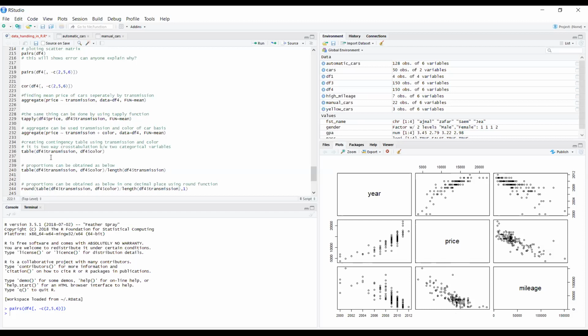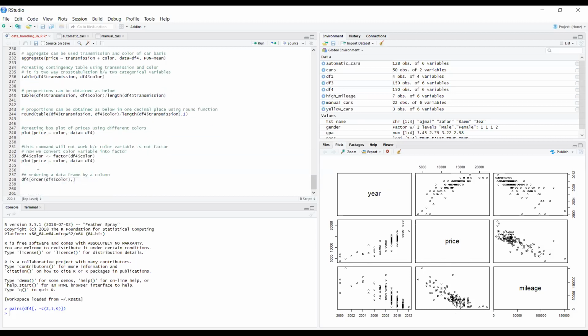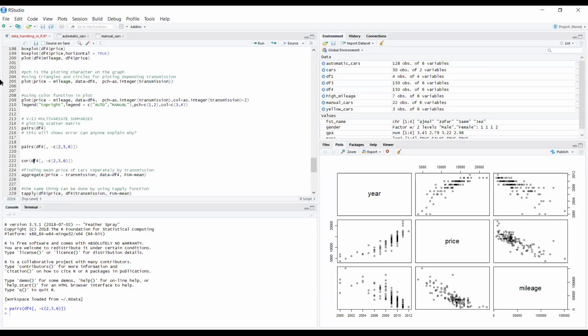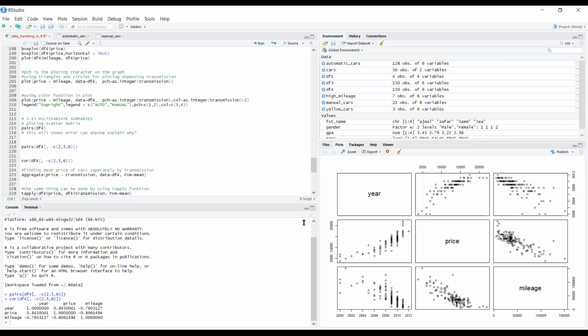Now the next command that I want to execute here is the cor command. The cor command will do correlation. Now I am going to run the command cor. This command will show you a correlation matrix. So you can see the correlation matrix here at the bottom of my screen.